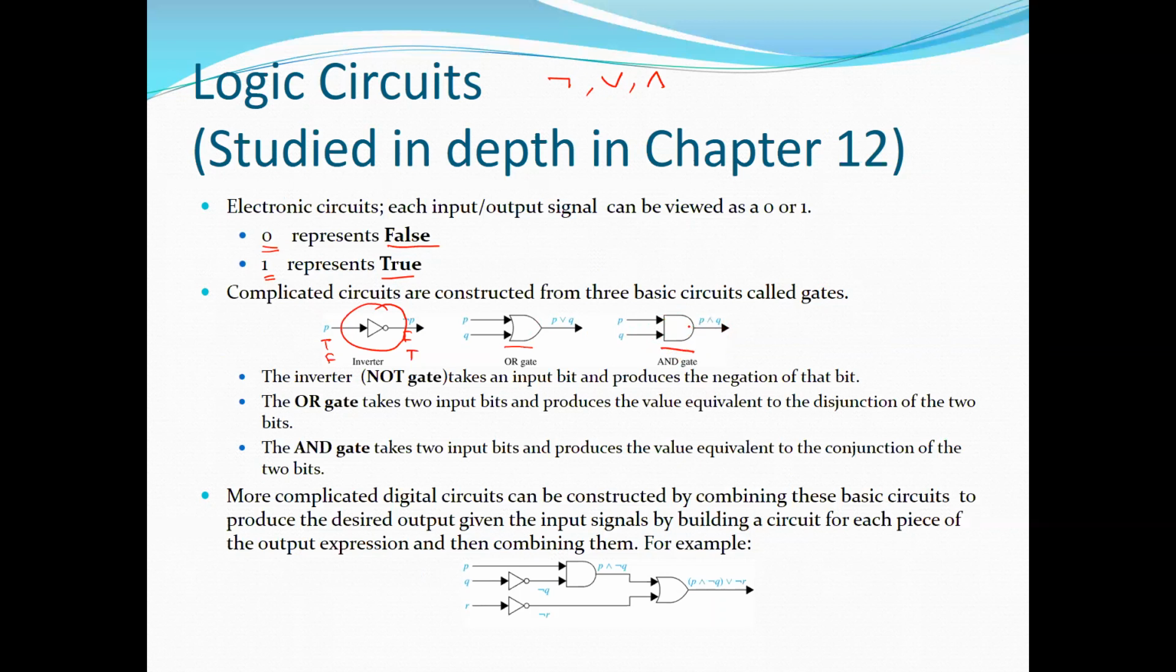It gives the output of AND, P and Q, right? So if any one of them is false, the answer will be false. We already know the truth table of AND. So in order to get true here as an output, these both must be true. Otherwise, the answer is false, right?